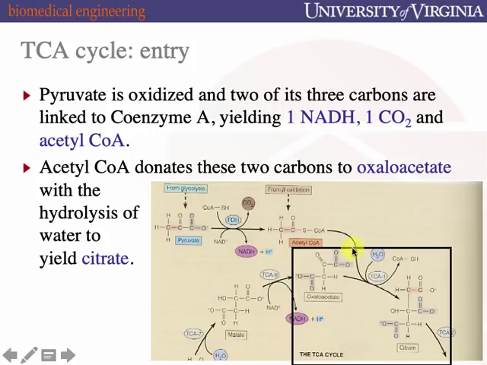I'll also add that this entry point here, going from oxaloacetate to citrate, is the other irreversible step of the TCA cycle, and also has its own allosteric regulators: NADH, ATP, et cetera. And the reason is once you're in the cycle, you're going all the way. You're going all the way around eventually.